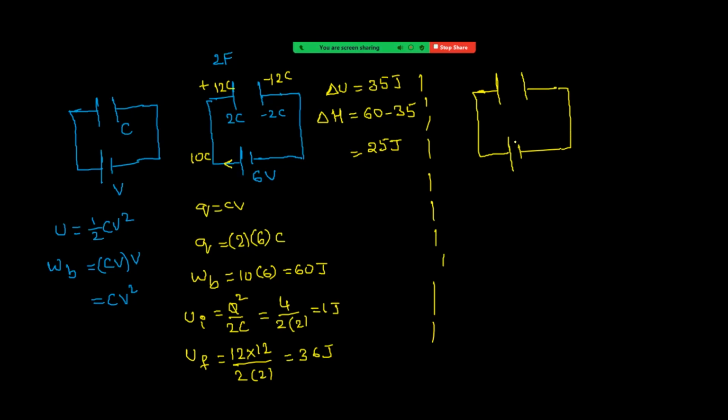So we are connecting now the negative plate, minus 2 coulomb, and this is plus 2 coulomb. Connecting the negative plate to the high potential of the battery. Now see what happens.